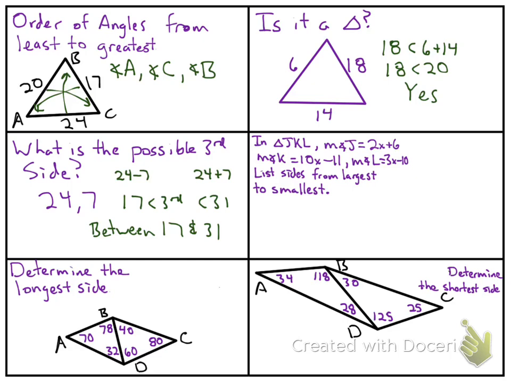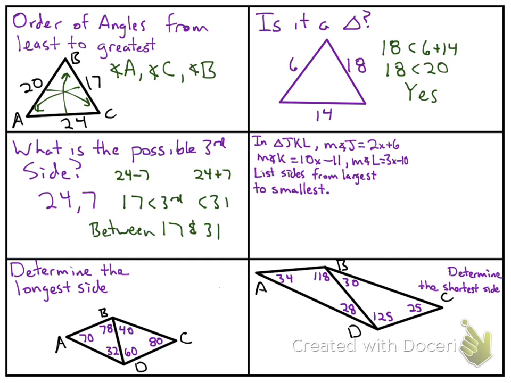If I had a list of values that I was looking at to see which ones could be possible third sides, 17 would be no. 18 could be yes, 19, 20, 21, 25, 30 would work, 31 would not, 32, 33, anything outside that range is also a no. So be careful using that rule correctly as you go through.